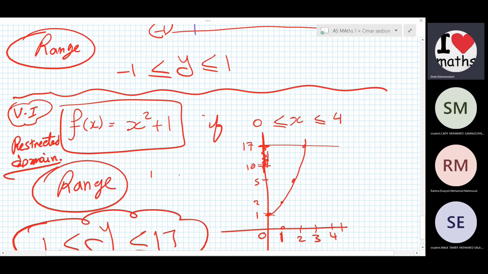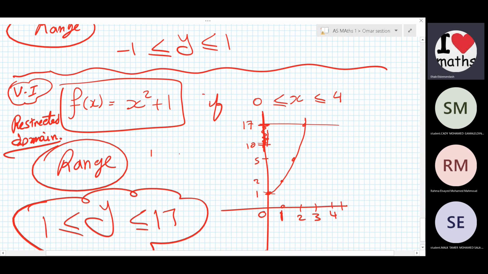اتفقنا كده؟ يبقى أنا عندي دومين متحدد والرينج بتاعته كمان متحددة. Are we clear on that؟ طيب. This is the range. Am I clear with the range؟ فاهمين حاجة في الرينج ده؟ فهمتوا الكونسبت بتاعت الرينج؟ طيب.